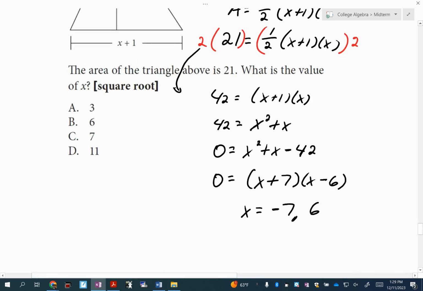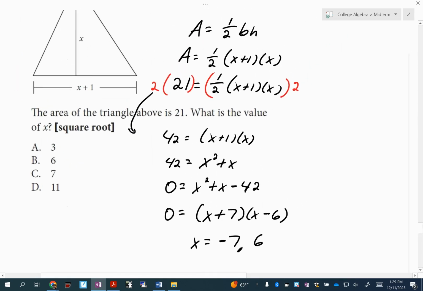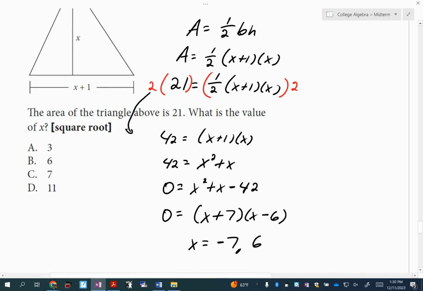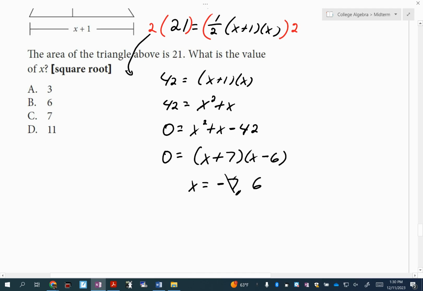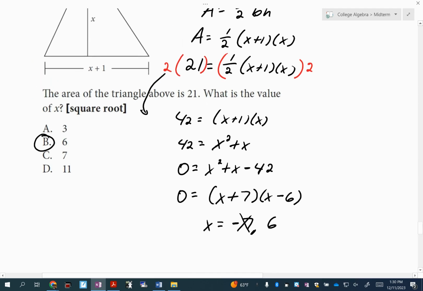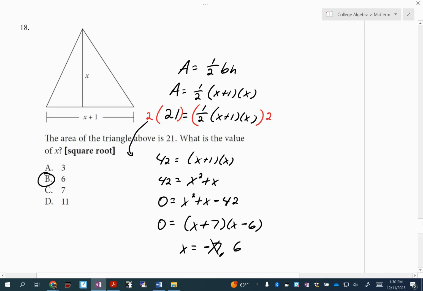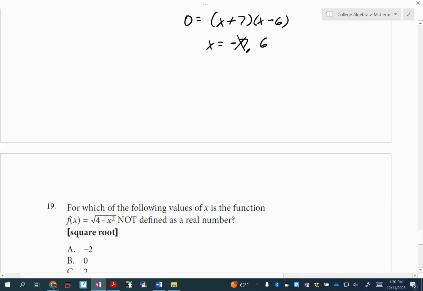And you'll notice your x value, if it was negative 7, would mean your height is negative and your base is negative. So we can't have that. This is what we call an extraneous solution. So the answer is 6. That's it for 18.